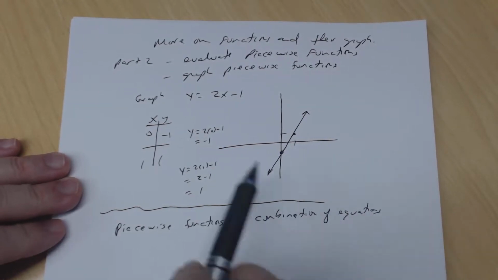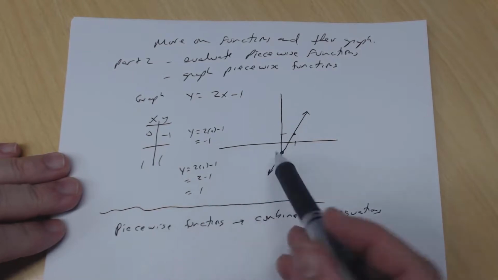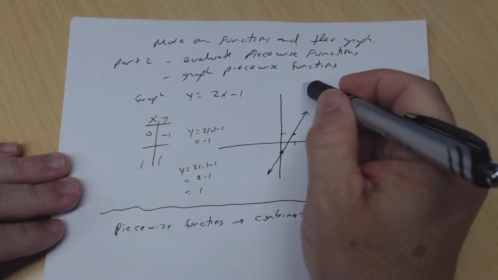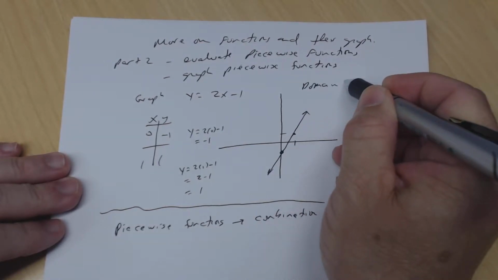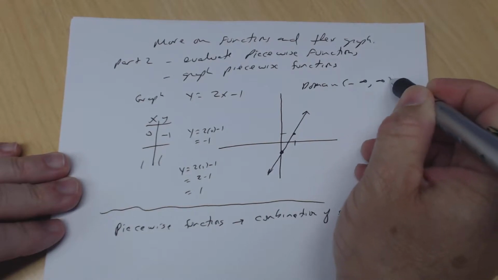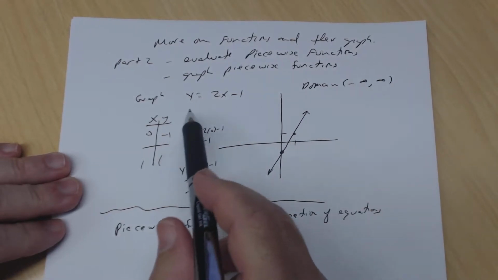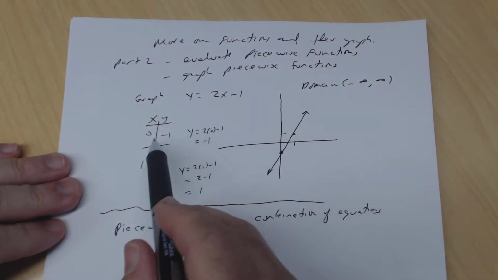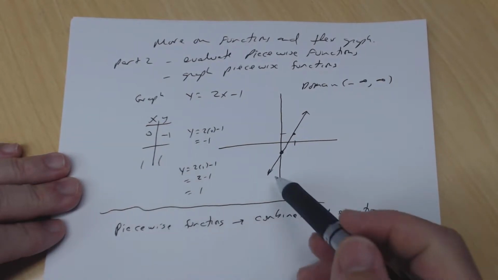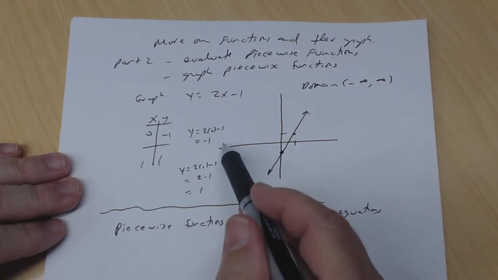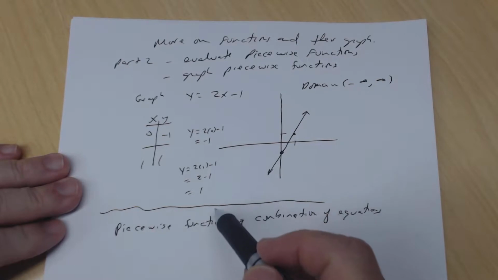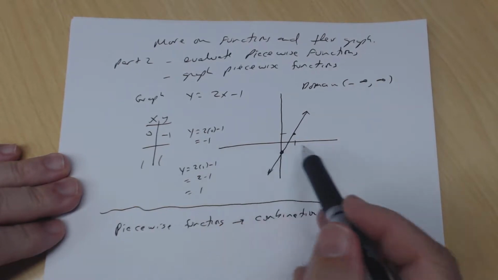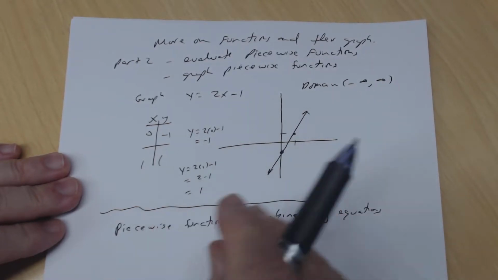All right. And so when we did this, if you look at the domain here, the domain would be all real numbers. I can use any real number. So I could have used any real number for x and gotten a y value. So if x is this value right here, whatever that value is, I get a point on the graph.